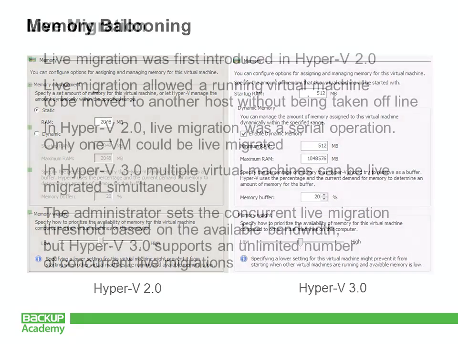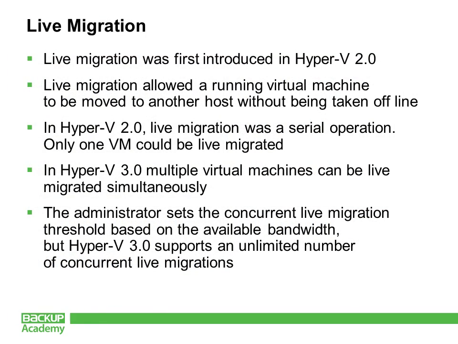memory ballooning. The other big new feature that was released with Hyper-V 2.0 was live migration. Live migration refers to the ability to move a running virtual machine from one host server to another without taking that virtual machine offline and without having any interruptions in service. Now, in Hyper-V 2.0, live migration was a serial operation. What this means is that you could only live migrate one virtual machine at a time. If you had 10 different virtual machines that needed to be live migrated, you had to do those one at a time and do them in sequence. You couldn't do parallel live migrations.